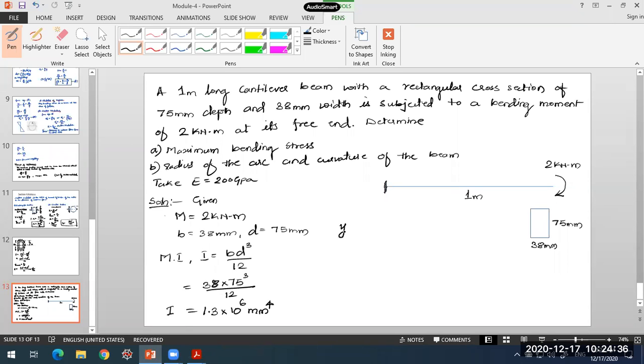Now, what about the distance of extreme fiber? For this rectangle section, what we have seen is this y max. Okay, I want the maximum bending stress, so I'll be considering the distance of extreme fiber from my neutral axis. This is the position of neutral axis, exactly at the center of the depth. So y max will be equal to d by 2 in case of rectangle section. So this will be 75 by 2, which is 37.5 mm.